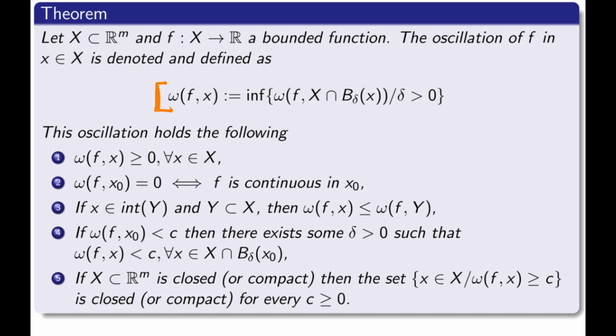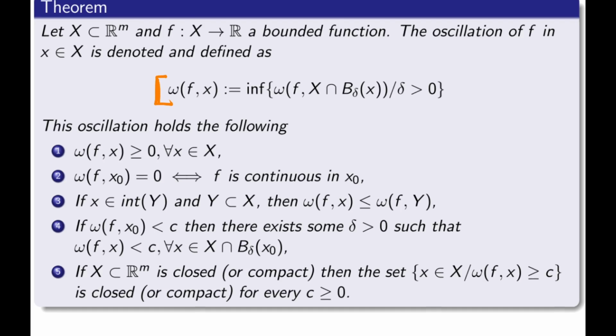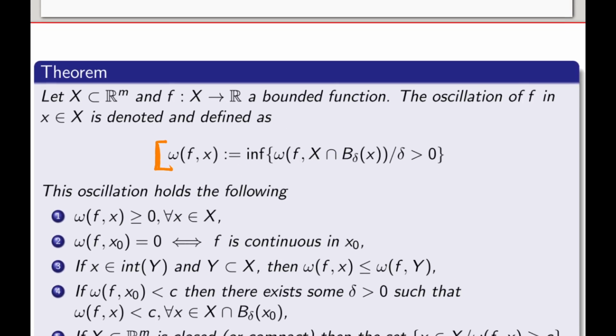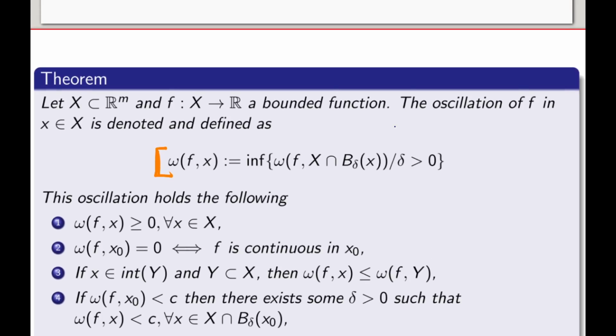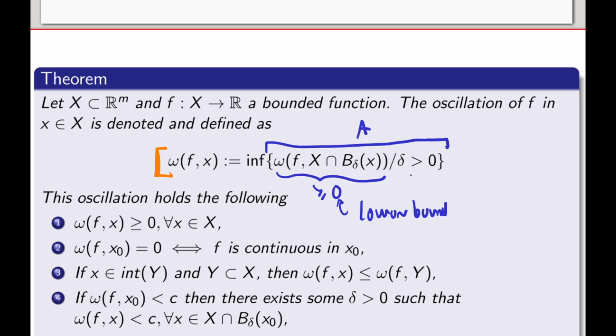The first property tells you that the oscillation cannot be negative. That property can be easily proven because this value here is non-negative. Since 0 is a lower bound of this set here, which we can call A, and since this is the infimum, it will be bigger or equal than any lower bound. So that property holds.